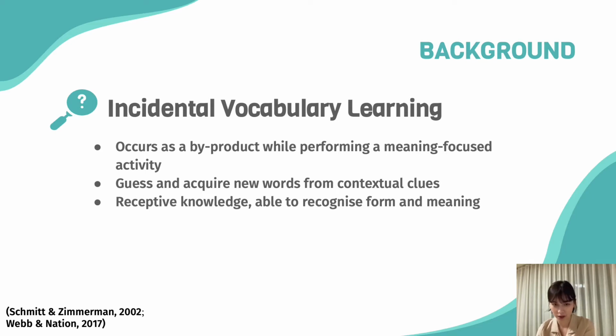As I have mentioned in the short introduction, incidental vocabulary learning through audiovisual input has recently emerged as an effective way to learn vocabulary. And incidental vocabulary learning occurs as a byproduct while performing a meaning-focused activity. So it's a subconscious process, and it involves the learner's ability to guess and acquire new words from contextual clues through what they believe is correct. And this knowledge is likely to be receptive knowledge, meaning that they're able to recognize the word form and meaning, knowing what the word looks and sounds like, but they won't necessarily be able to pronounce or spell these words.